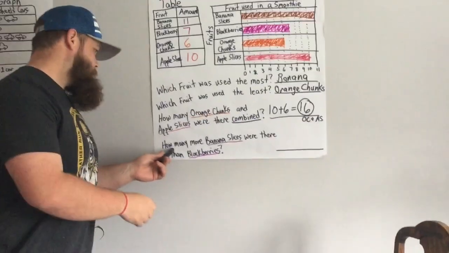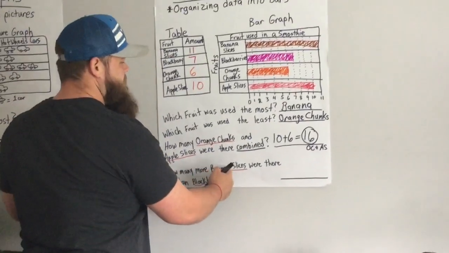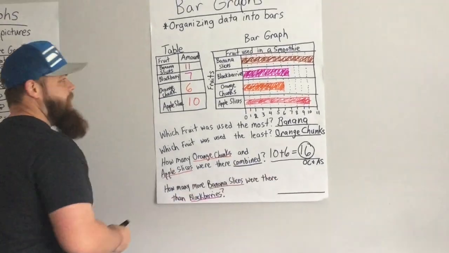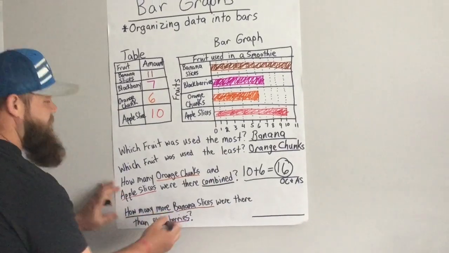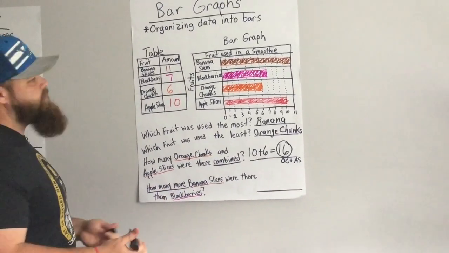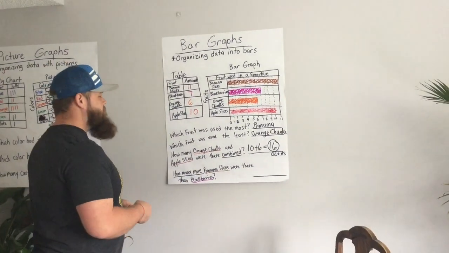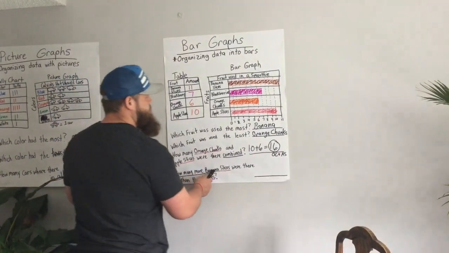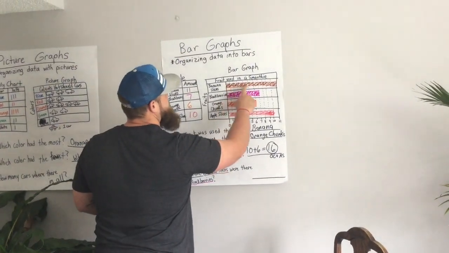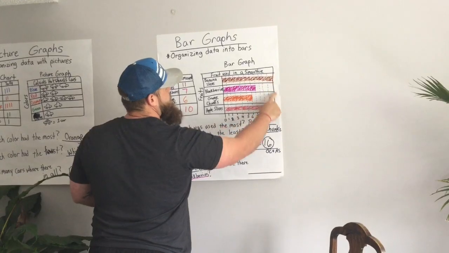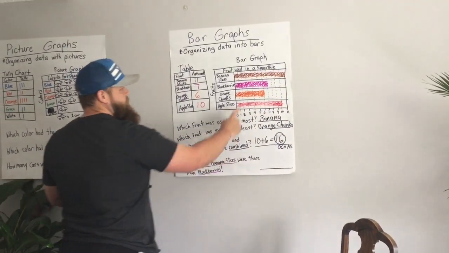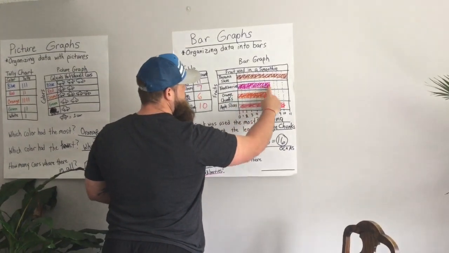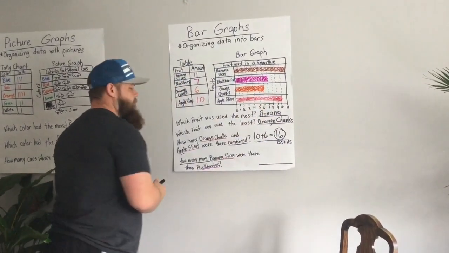Next one. How many more banana slices were there than blackberries? How many more? If I'm trying to find how many more, I'm finding a difference. When I find a difference in math, that means I need to subtract. So, how many more banana slices? Okay, first I know banana slices went all the way to the end, and the end was 11. So I have 11 banana slices. Blackberries, 7. So I'm doing 11 minus 7.